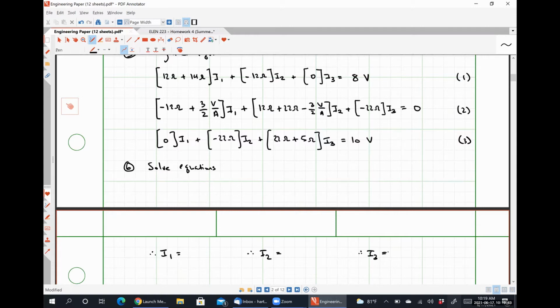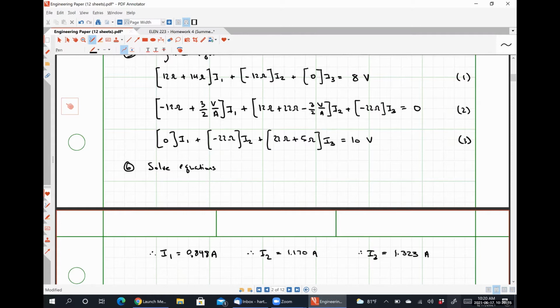I got 0.85 amps for I1. What did you get for I2? 1.17 amps. And finally, I3? 1.3235 amps. All right, so that's what I got. So I'm going to assume that between the two of us, we got it correct there.